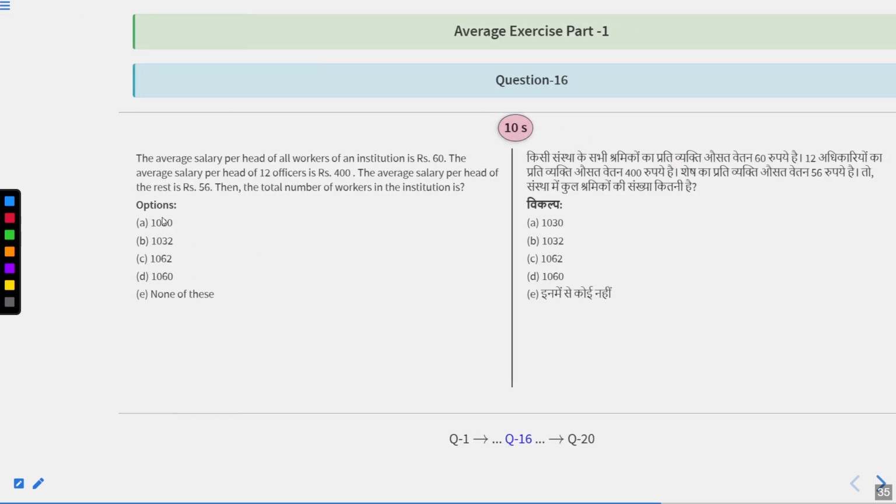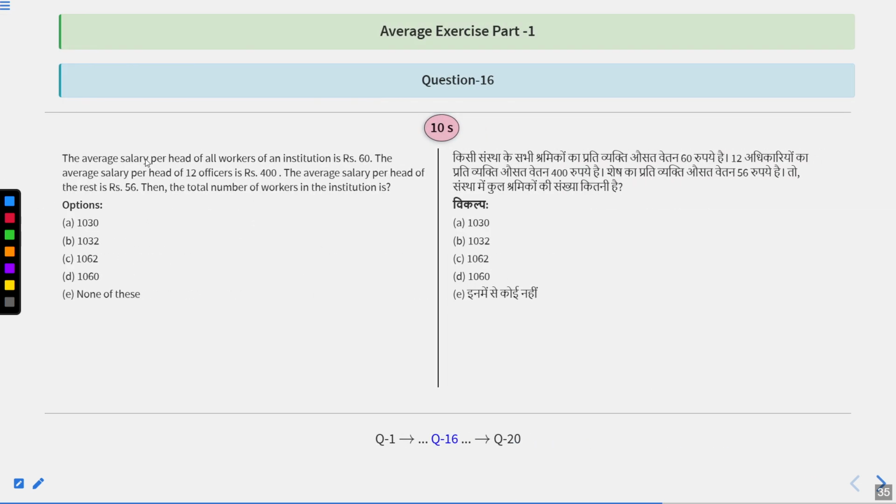Next one. The average salary per head of all workers of an institution is rupees 60. The average salary per head of 12 officers is rupees 400. The average salary per head of the rest is 56 rupees. Then the total number of workers in the institution is... You have 5 options and 10 seconds to analyze the question. Your time starts now.